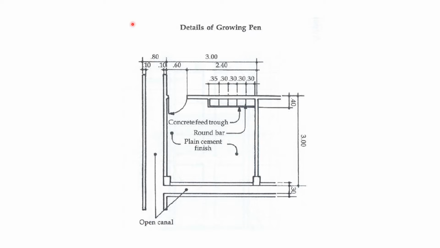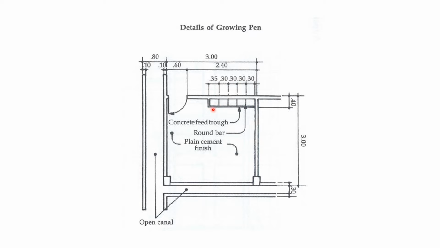And then ito yung detail for the growing pen now. So ito yung hallway. So meron siyang 3 meters by 3 meters yung size niya for the growing pen. Now dito ka papasok, and then ito yung feeding trough mo. At ito yung sizes for the feeding trough.